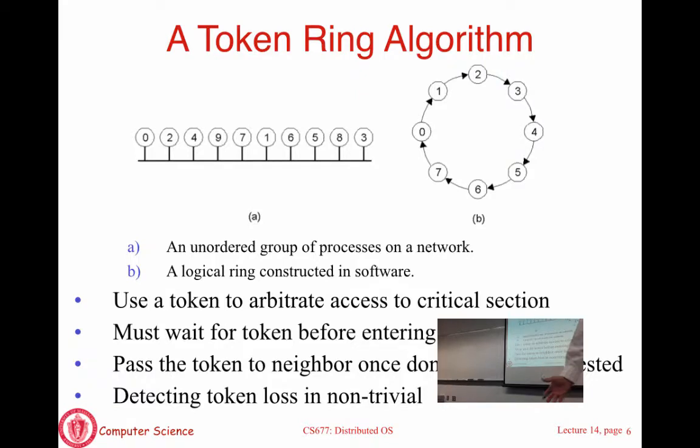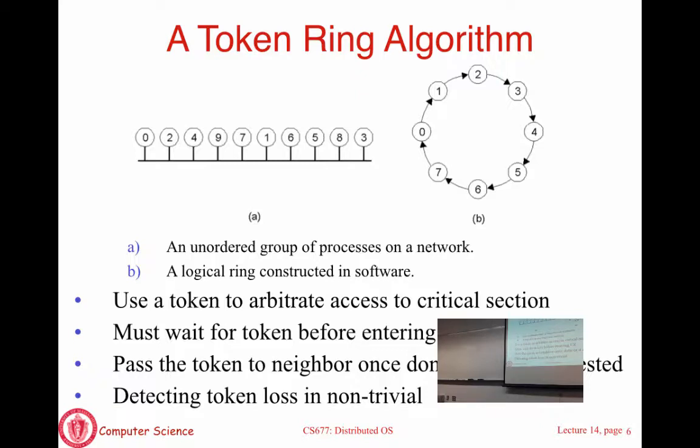If the token doesn't come to you for a while, you waited 15 minutes, there's no sign of the token. How can you figure out that the token has actually disappeared versus there is some process that's sitting there executing a long critical section, sitting in a loop, doing a lot of computation? You cannot figure out which of the two cases is true.